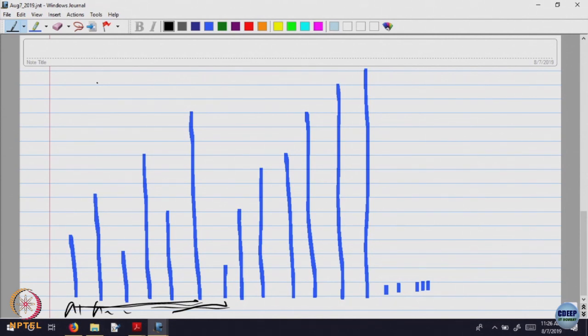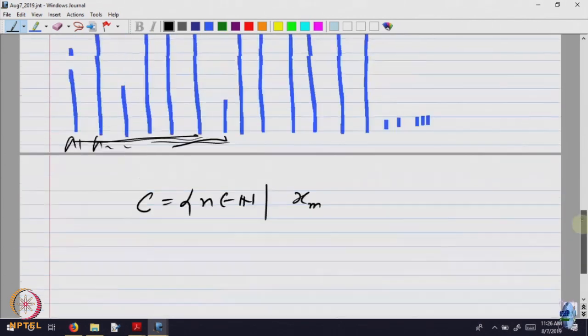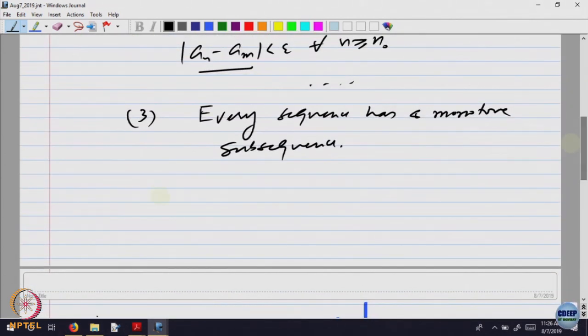For example, here except for this, everything else is okay. So, let us look at the set, let us call it C, to be the set of all n such that x m... what is the sequence given to us? Where have we written? Okay. So, let x n be the given sequence.